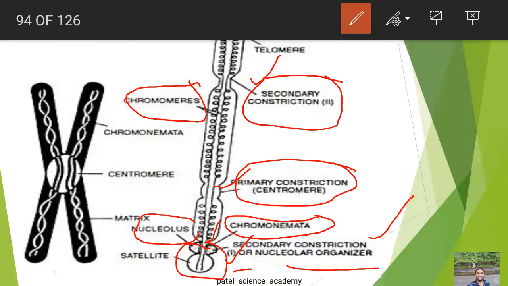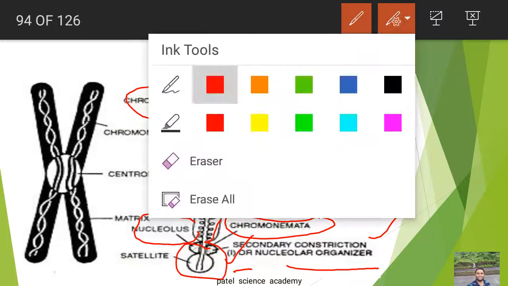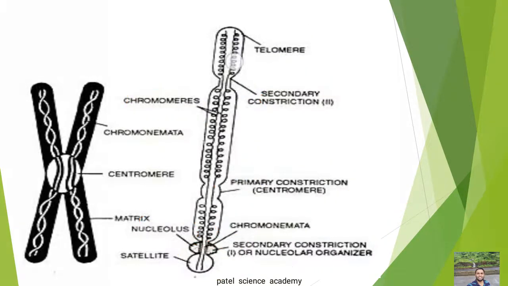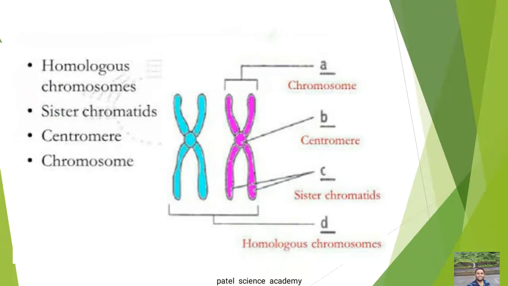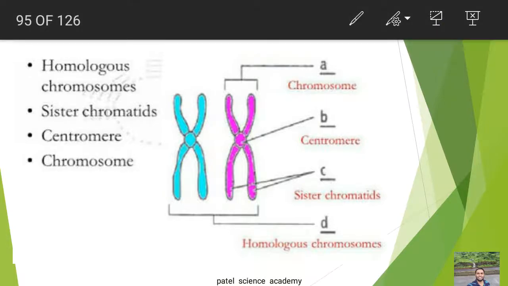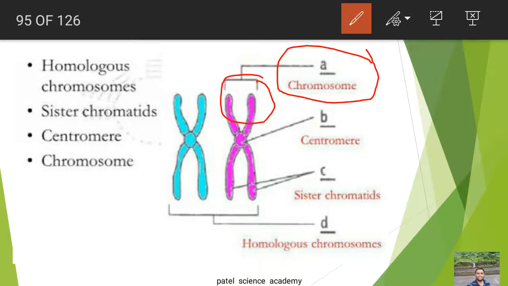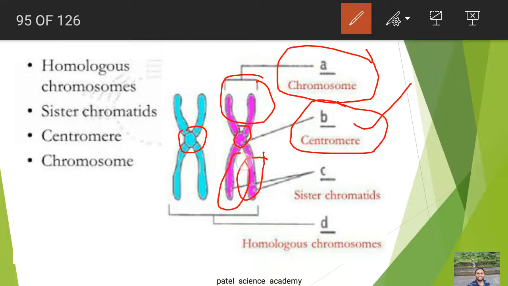This is chromomere, the coiled structure, and the uppermost part of this chromosome is called telomere. So this is about the chromosome structure in short. The homologous chromosomes, sister chromatids, centromere, all these things are there. As you can see in this structure, this A part indicates the chromosomes. This B part, the central part, is called centromere. These two chromatids are called sister chromatids as C, and D in this diagram indicates the homologous chromosomes which have the same structural parts.